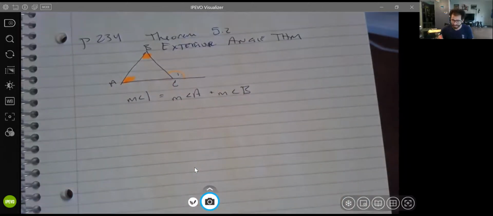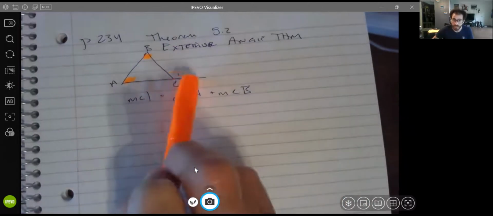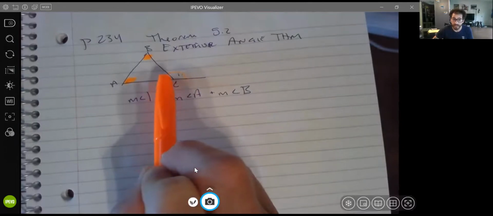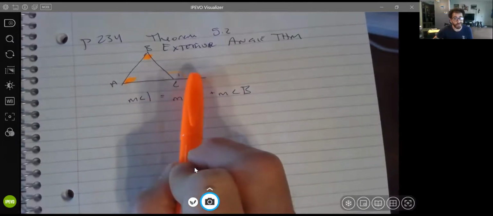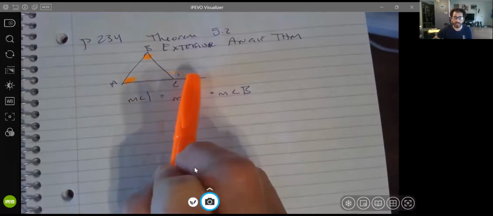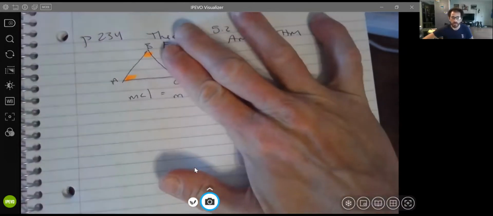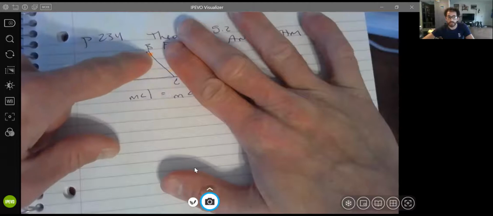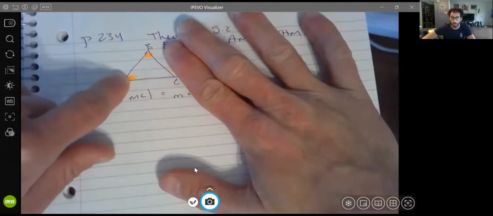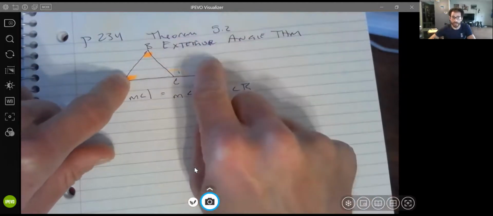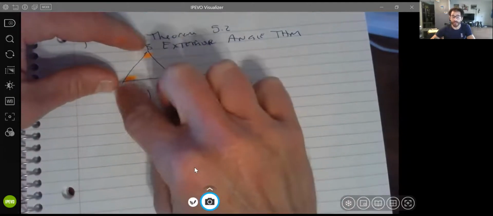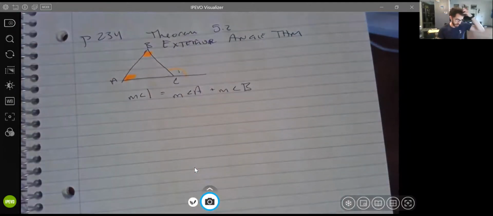Think about it. This is a straight line, so the interior angle C plus the measure of angle 1 is going to equal 180. Oh, think about it this way though. This plus this equals 180. So the measure of angle 1 is equal to the measure of these two angles added together. All right, but corollary.